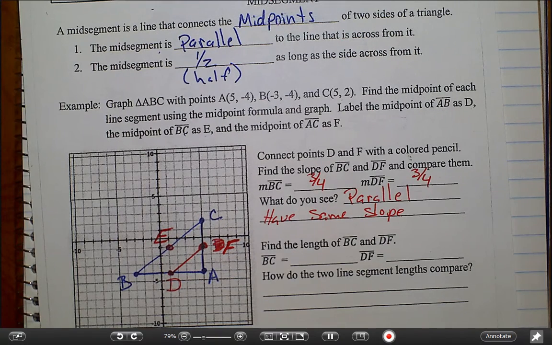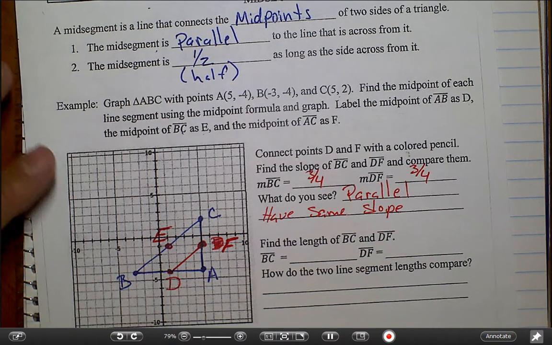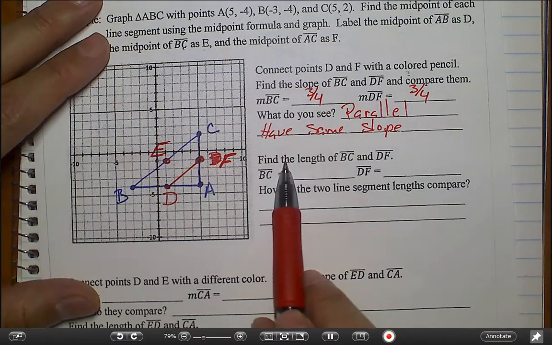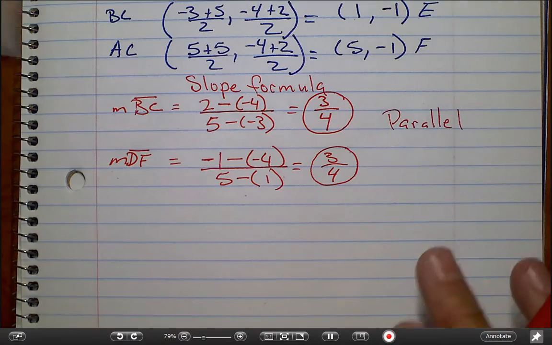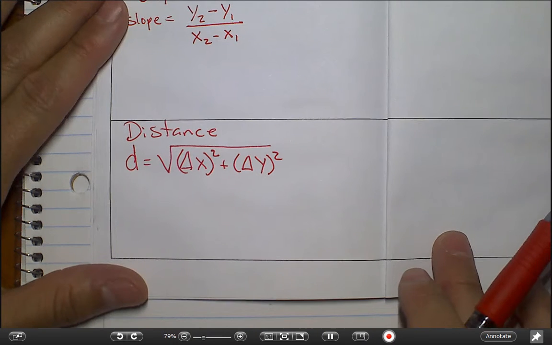And they're parallel because they have the same slope. Okay, so now let's go with this next part. Find the length. Now length actually has to go with my distance. And my distance formula is right here in my handy dandy.